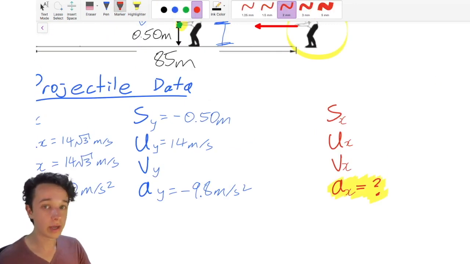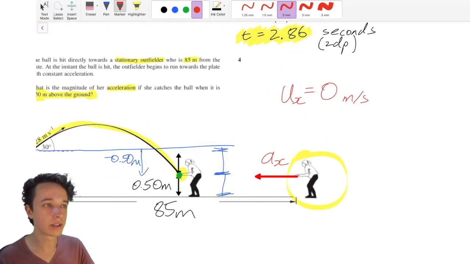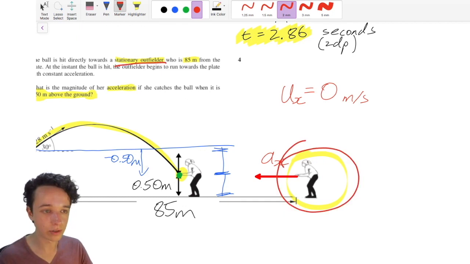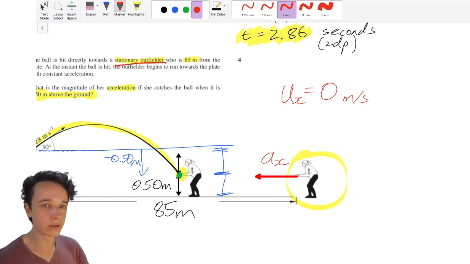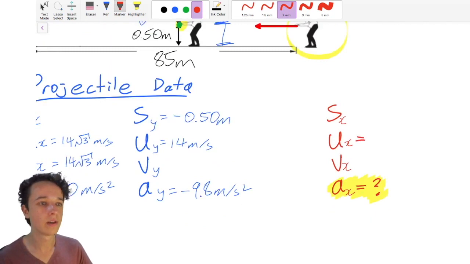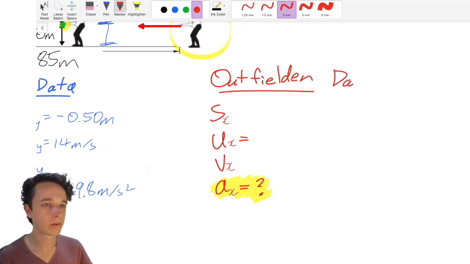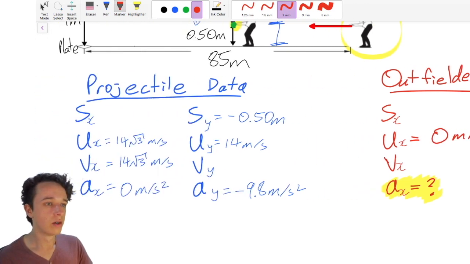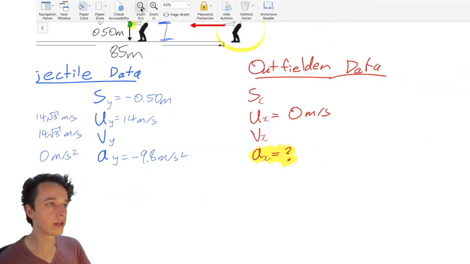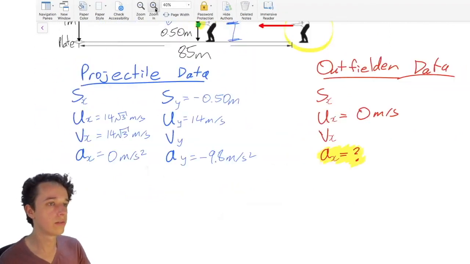Do we know something about ux? Yes, we do. We know that it's a 0 because we're told in the question that initially it's a stationary outfielder, and stationary means velocity of 0 meters per second. So we know that ux for the outfielder, so this is outfielder data, we know that ux is 0 meters per second. Do we know what vx is? No, we don't. So what do we do with all of this information?